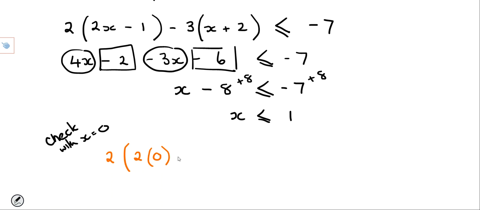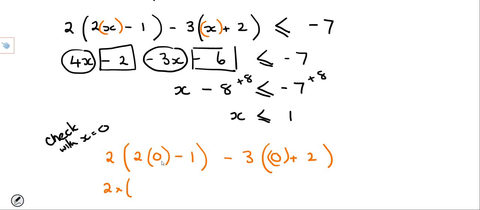That's that bit. Minus 1, minus 3 times 0 plus 2. So that 0 is where this x was, yeah? You got that? So I've substituted my value in that's less than 1. So what do I get? I'm going to do the brackets first. 2 times 0 is 0, minus 1 is negative 1. And then I've got minus 3 times 0 plus 2, which is 2.